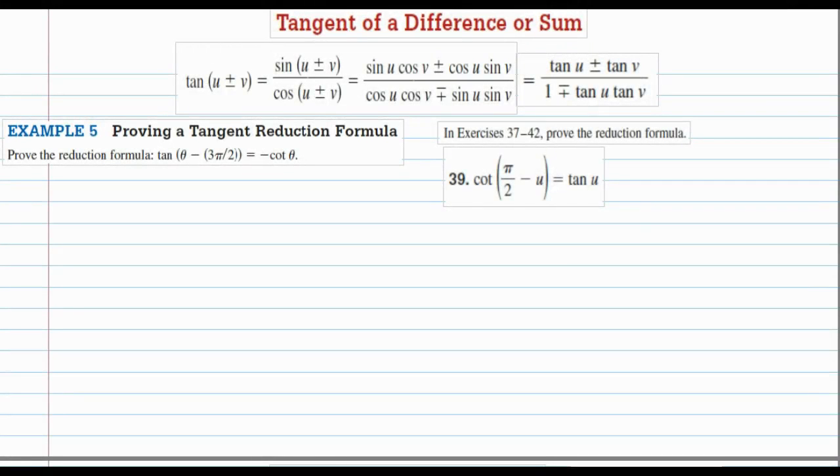This is the screencast for example 5 of section 5.3. We're going to talk about the tangent of a difference or a sum. Now your book gives a couple of expressions for the tangent of a sum.